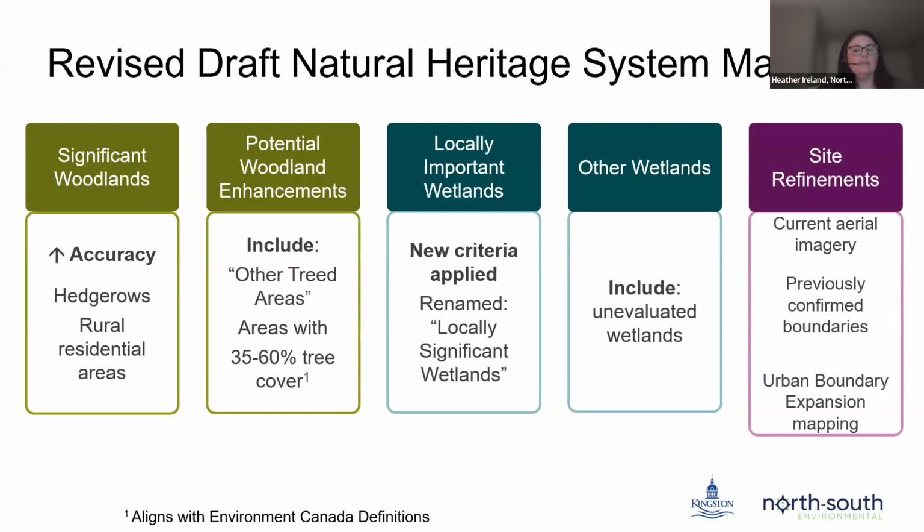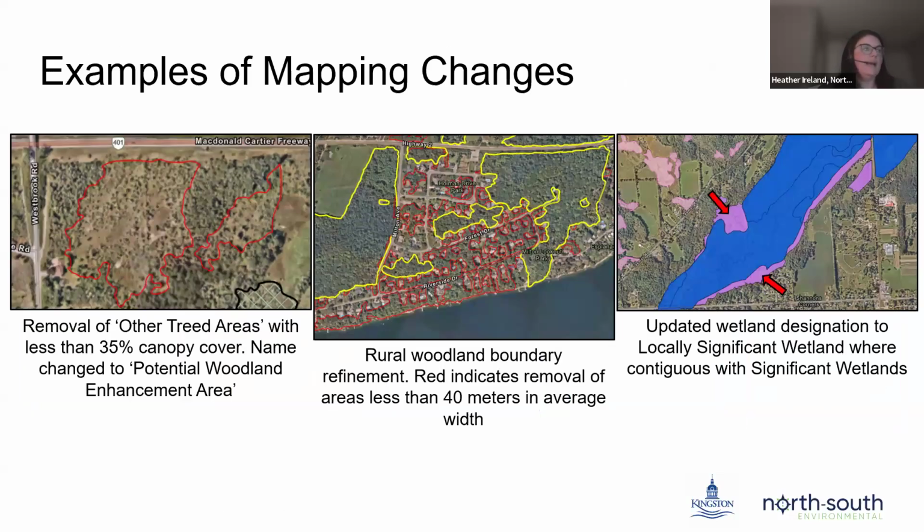So the next slide just provides some examples of what those areas look like where there were potential refinements. Again, this doesn't cover the whole city. It just gives you some examples. So the first image here is showing the removal of other treed areas with less than 35% canopy cover. Again, as mentioned earlier, it was to be consistent with the definition of forest from the How Much Habitat is Enough guidance document provided by Environment Canada.